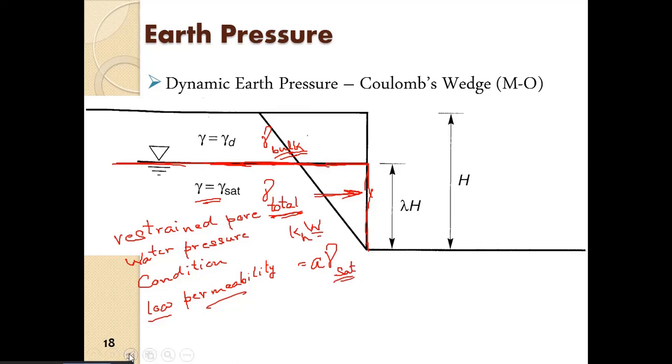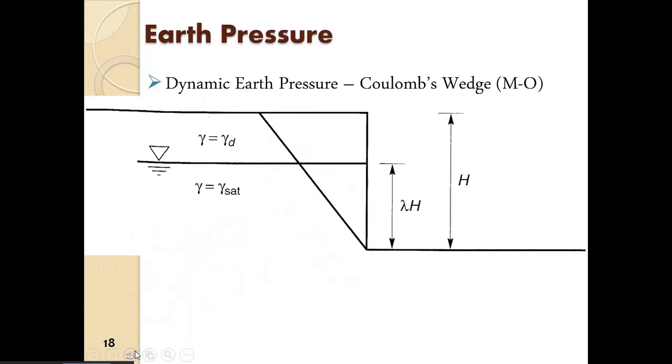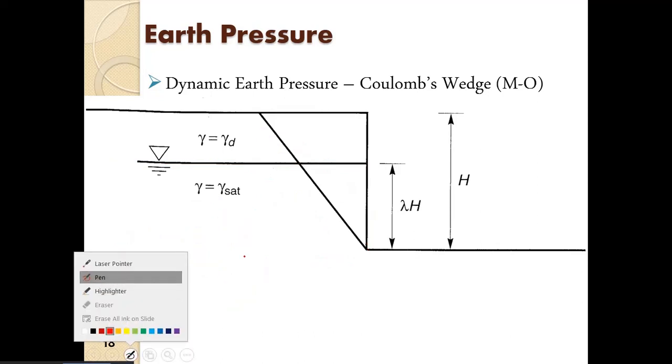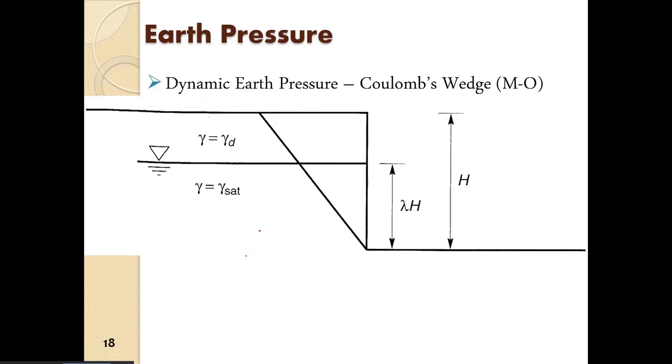So that is one case. Then another case which may occur is when we consider that the permeability is very high. What will happen is that the water will behave as a separate unit, as a separate component, and the soil will behave as a separate unit or a separate component. So there will be two inertial forces, one due to the soil and one due to the water.